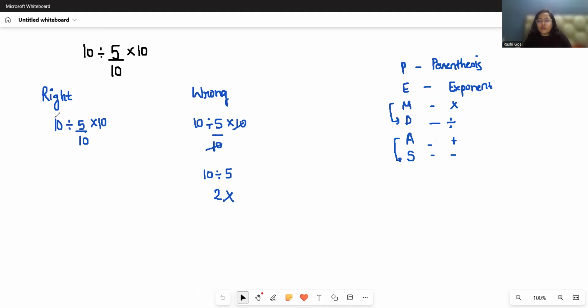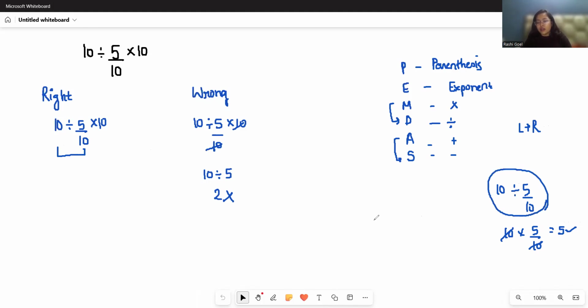So here we have two symbols, multiplication and division. Both have same priority, but we already said we have to solve it from left to right. So on the left, first is division. So 10 divided 5 by 10 and 10 multiply 5 by 10, both are different things. In this case, you can cancel out this and the answer is 5. But in this case, when there is a division sign, then you have to follow KCF rule.